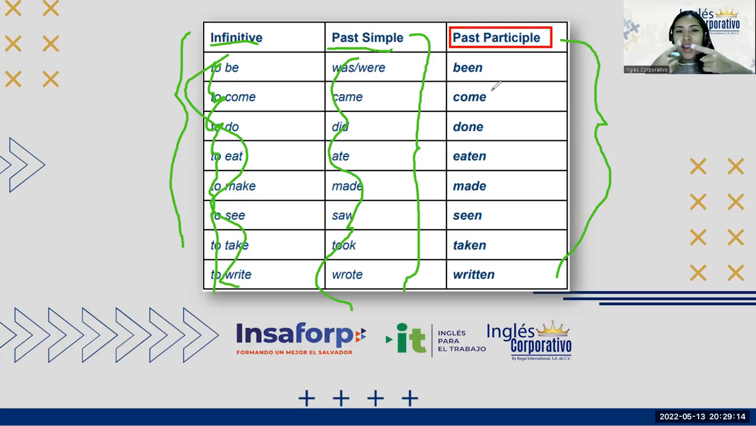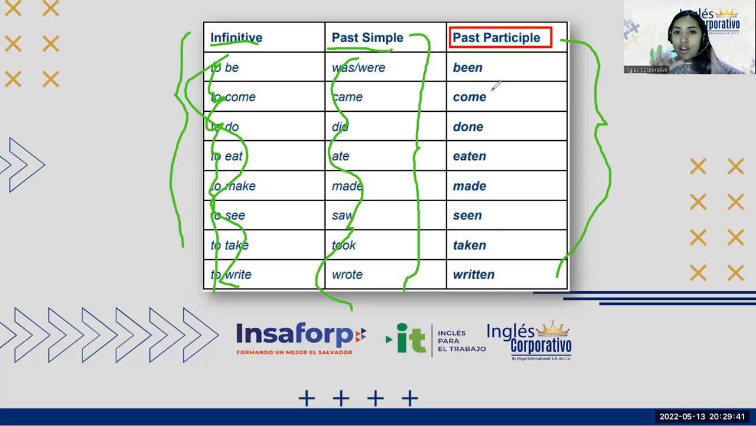Let me go ahead and do this sentence in a passive voice. Ahora lo voy a hacer en voz pasiva. Las pupusas made pupusas. Okay, the pupusas were made by Alexandra today.